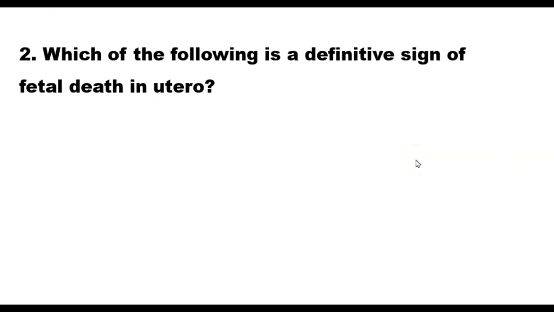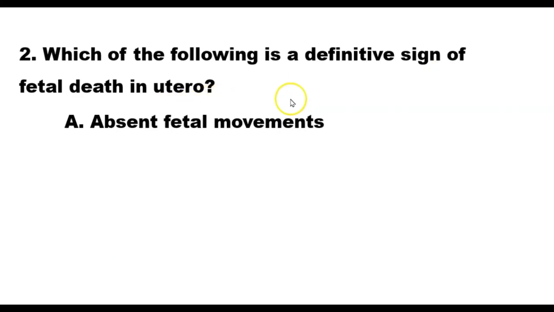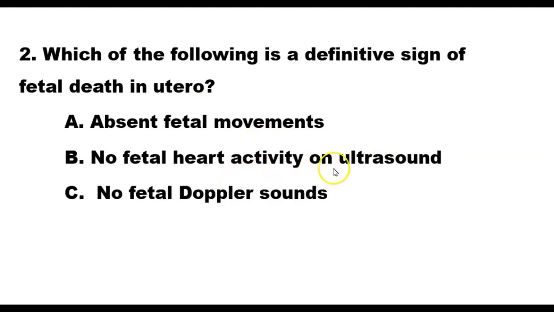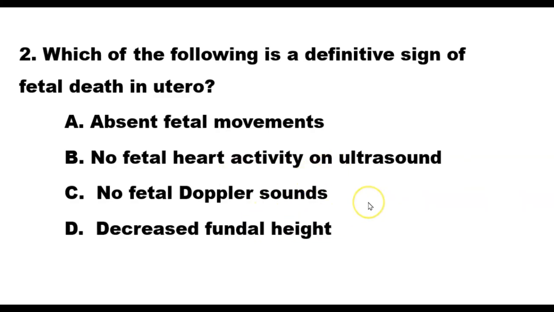Question number 2. Which of the following is a definitive sign of fetal death in uterus? A. Absent fetal movement. B. No fetal heart activity on ultrasound. C. No fetal Doppler sound. D. Decreased fundal height. Take a moment for 5 seconds.